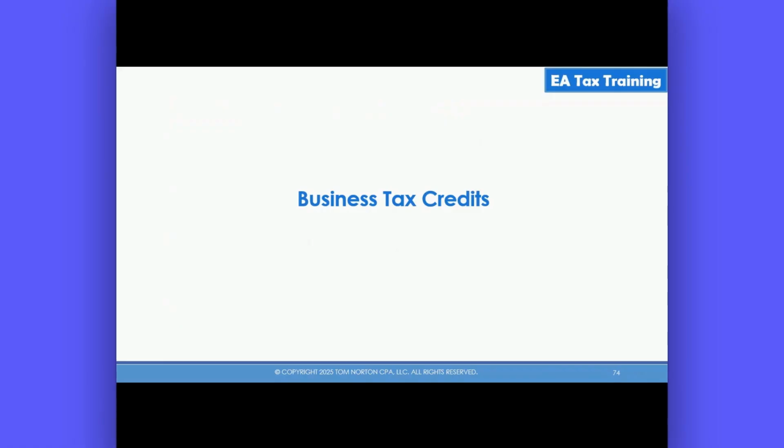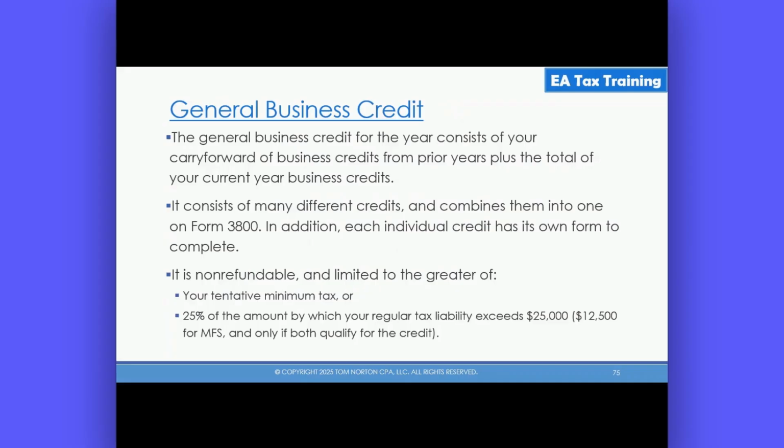Moving on to business tax credits. We have something called the general business credit. The general business credit for the year consists of your carry forwards of business credits from prior years, plus the total of your current year business credits. And it consists of many different credits. We're about to look at a list of them here in a little bit.